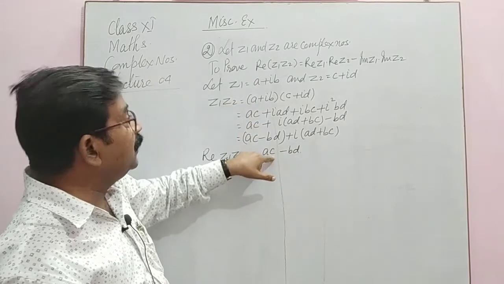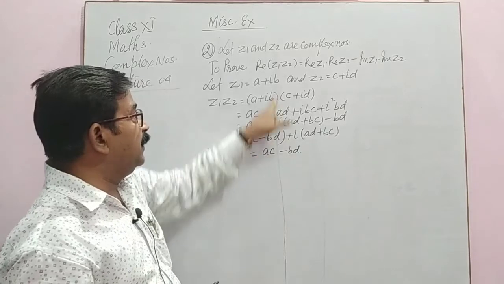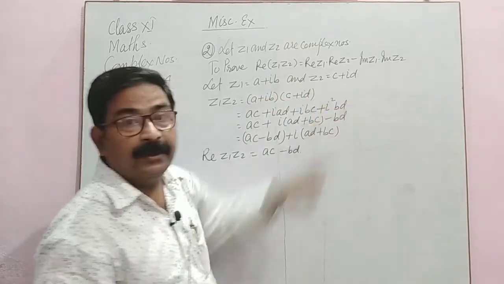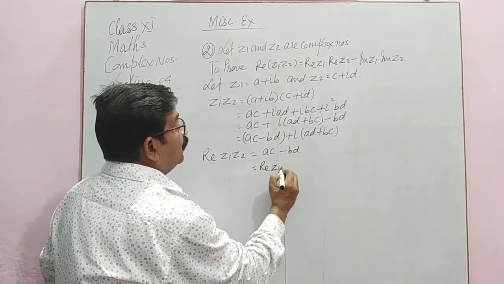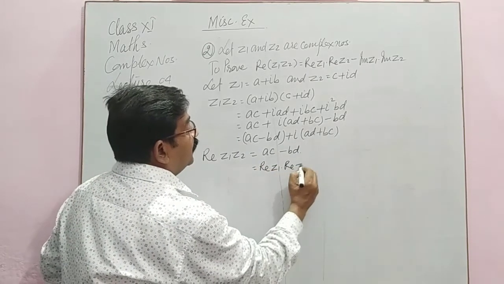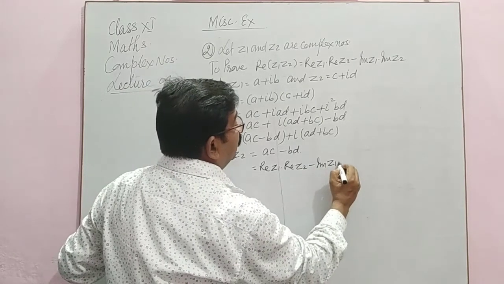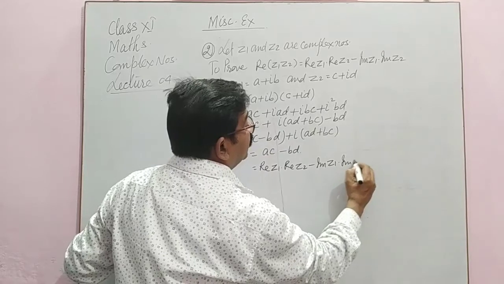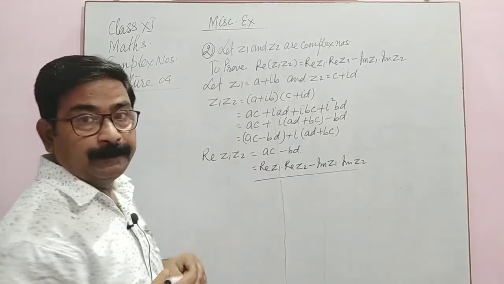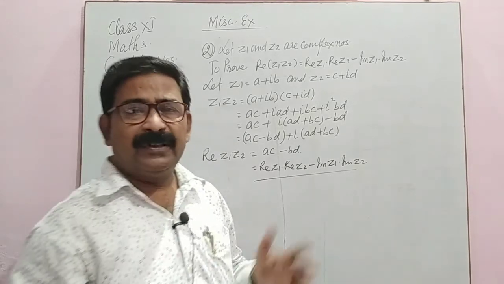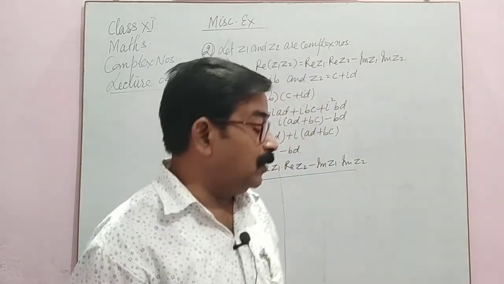C is real Z2, C is the real part, B is imaginary Z1, D is imaginary Z2. So we expand. We can write this as C real Z1 into C real Z2 minus B imaginary Z1 into D imaginary Z2. So this was what we had to prove in this question. Got it? Very simple questions.